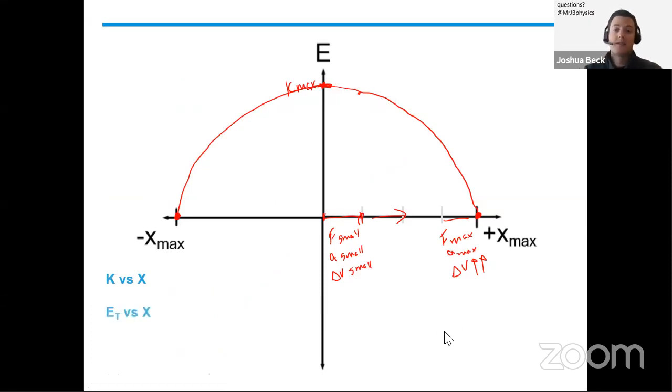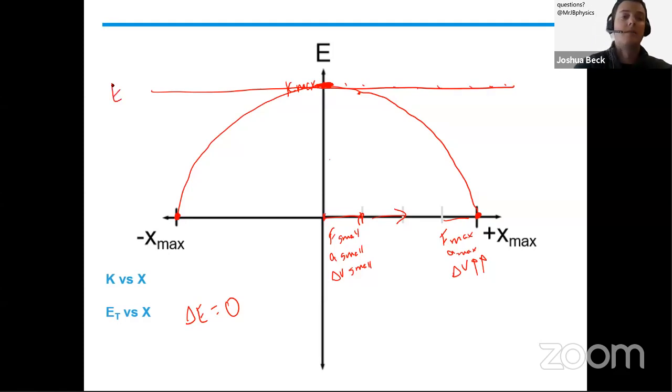I'm going to go ahead and take this a step further before I answer the second part. What about the total energy? Well, if I look at the mass, the spring, and the earth as a system, then all the forces involved are internal forces. And if the internal forces are the only forces acting on this, then the change in energy is going to be 0. So right here, this is my maximum kinetic energy. That represents my maximum total energy. So my total energy is actually going to be up here like this.